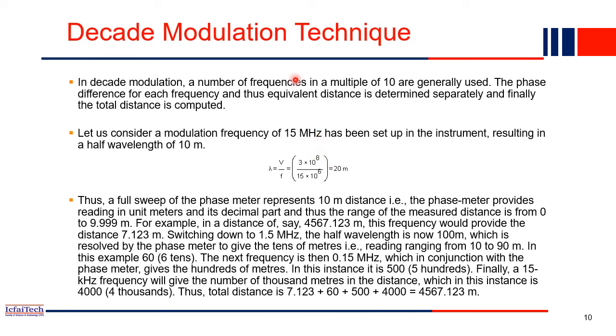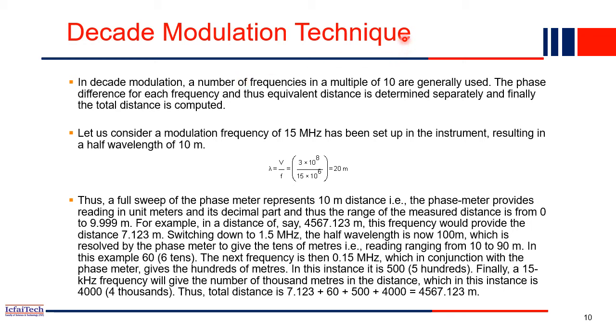Now we sometimes use the decade modulation technique in the EDM measurement. In decade modulation, a number of frequencies in multiples of 10 are generally used. You see this type of phase difference is there, so sometimes we take measurements multiple times, not just a single time. All these things are already built into the EDM instrument, so the EDM instrument does all of this automatically. It will take multiple measurements, not only a single measurement.